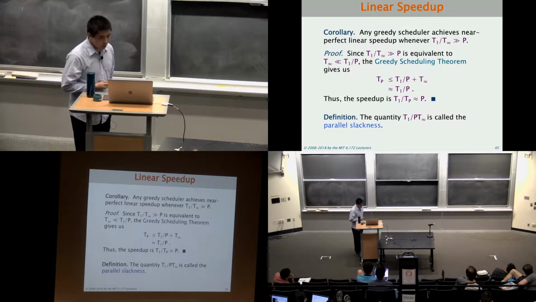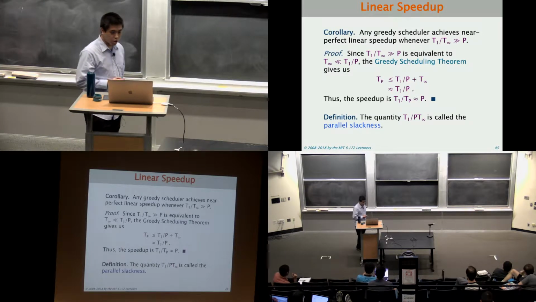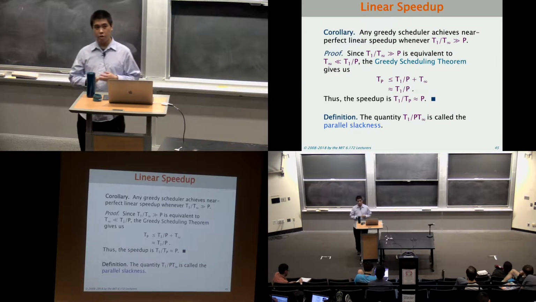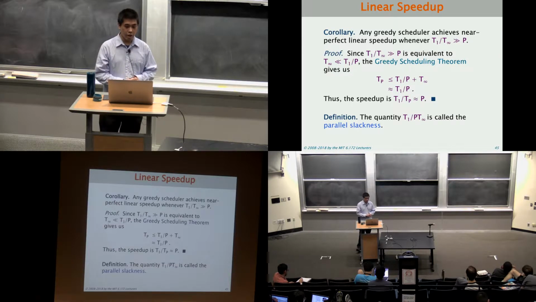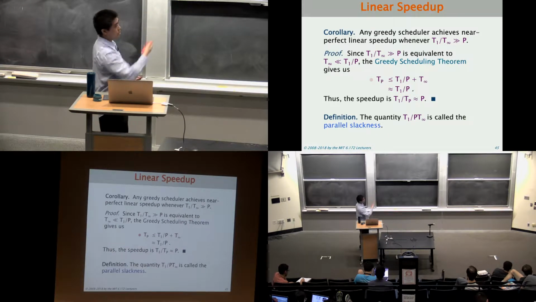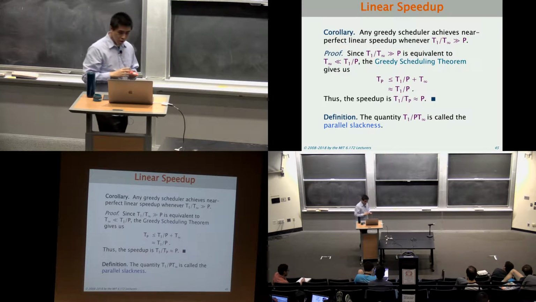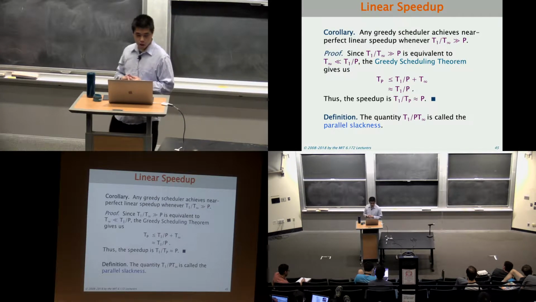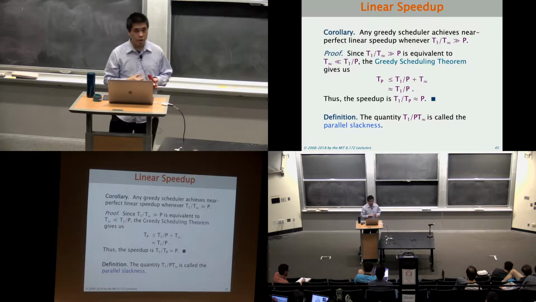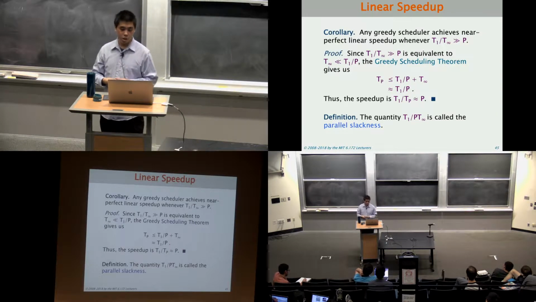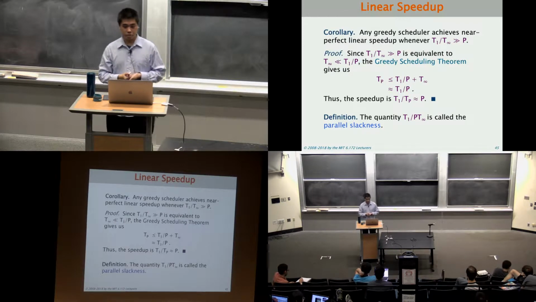The quantity T1 divided by P times T infinity is known as the parallel slackness. So this is basically measuring how much more parallelism you have in a computation than the number of processors you have. And if parallel slackness is very high, then this corollary is going to hold, and you're going to see near linear speedup. As a rule of thumb, you usually want the parallel slackness of your program to be at least 10. Because if you have a parallel slackness of just 1, you can't actually amortize the overheads of the scheduling mechanism. So therefore, you want the parallel slackness to be at least 10 when you're programming in Cilk.